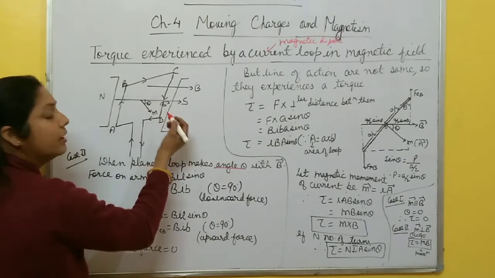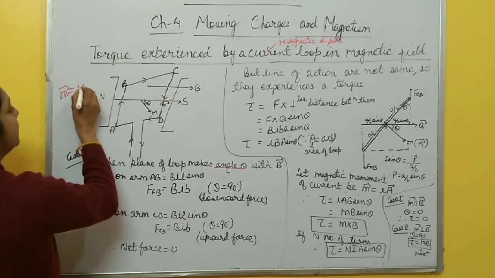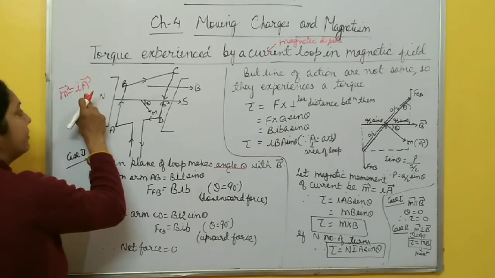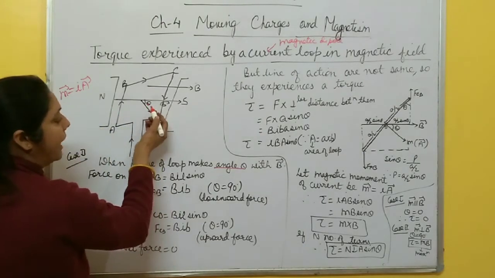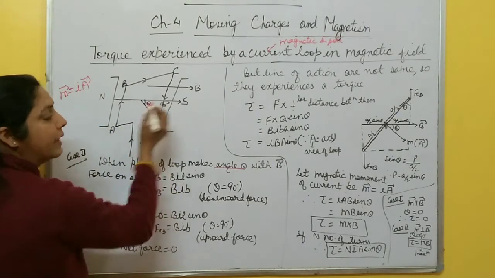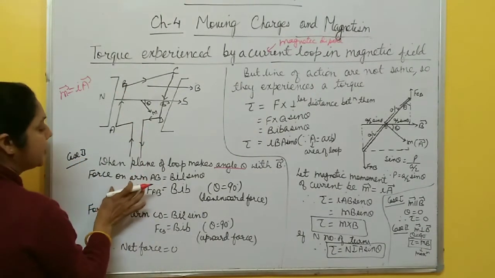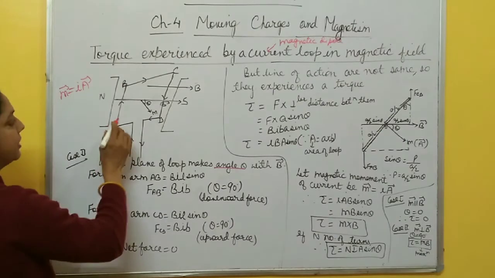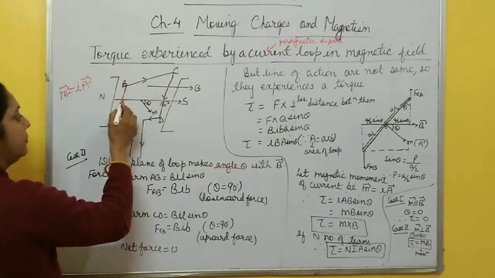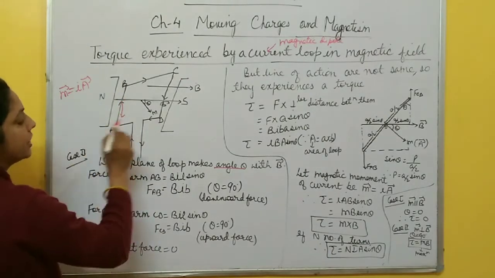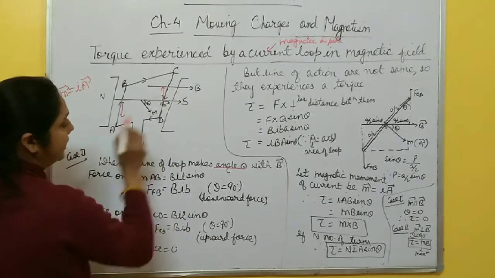The area vector you can also call the magnetic dipole moment, because the magnetic dipole moment is I into A. So whatever the direction of the area vector, that is the direction of the magnetic dipole moment. Now this time there is some angle between the magnetic dipole moment and the magnetic field. Again, force on AB: in which direction? The magnetic field is in this direction, current is upward, so again the force is downward, and on arm CD the force is upward, right?